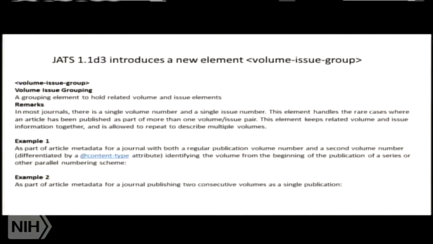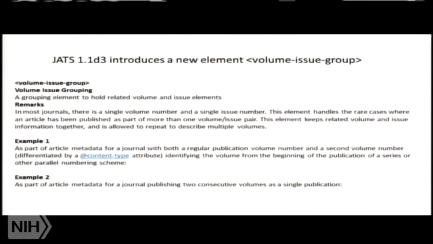So one of the prompts for this is that JATS 1.1d3 introduces a new element called volume issue group to handle some edge cases that are not handled very well today in JATS. One example of the edge case was a volume that had a second set of numbers applied because the journal restarted its volume numbering somewhere in its history and continued printing both sets of numbers. This is something that apparently PMC has encountered.